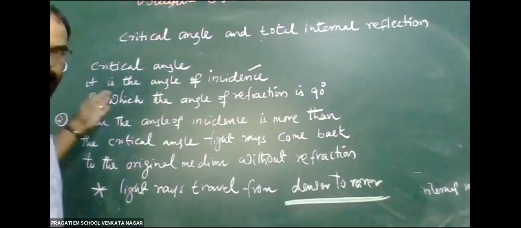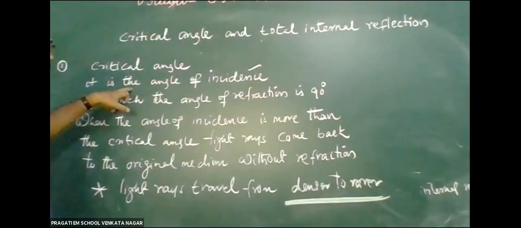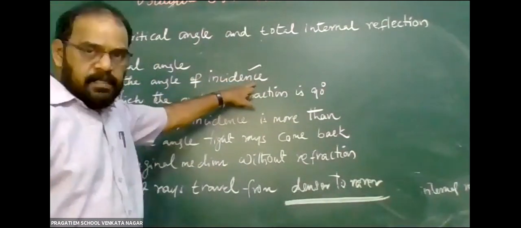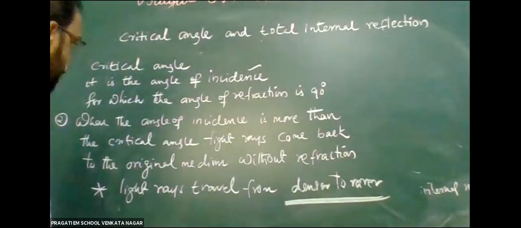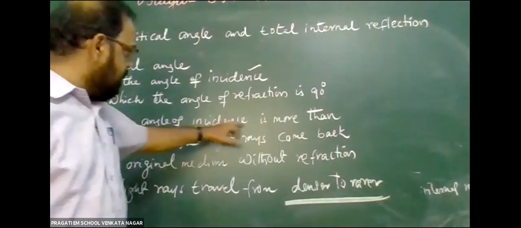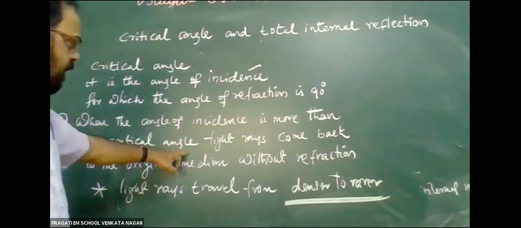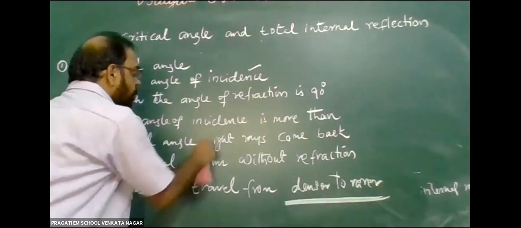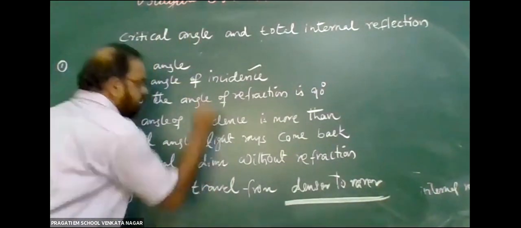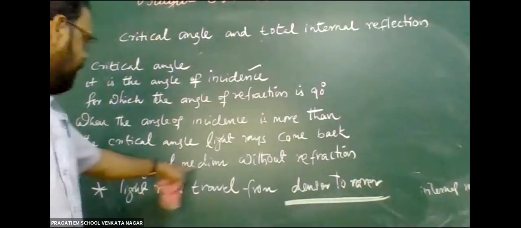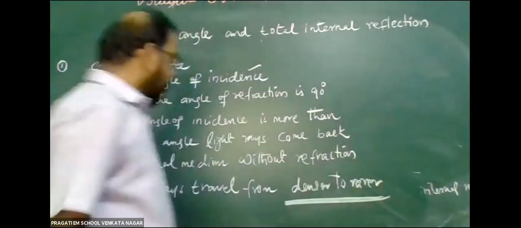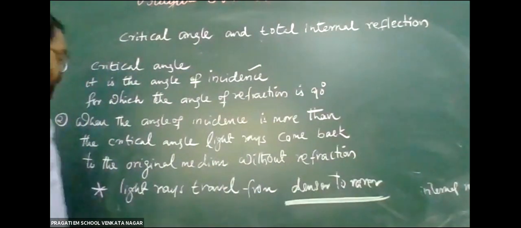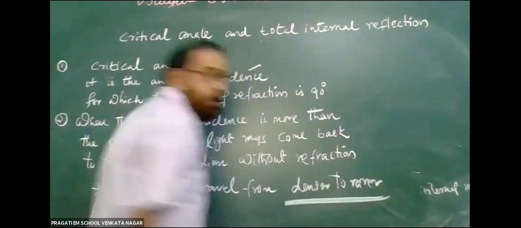So I will read my handwriting if any doubt is there. Critical angle: once look on the board first and then look. It is the angle of incidence for which the angle of refraction is 90 degrees. When the angle of incidence is more than the critical angle, light rays come back to the original medium without refraction. This is called total internal reflection, and this is called critical angle. It happens when light rays travel from denser to rarer medium.